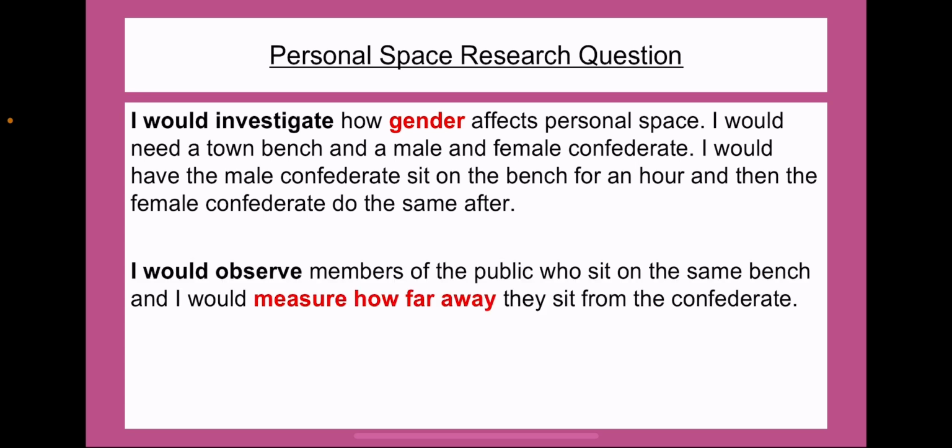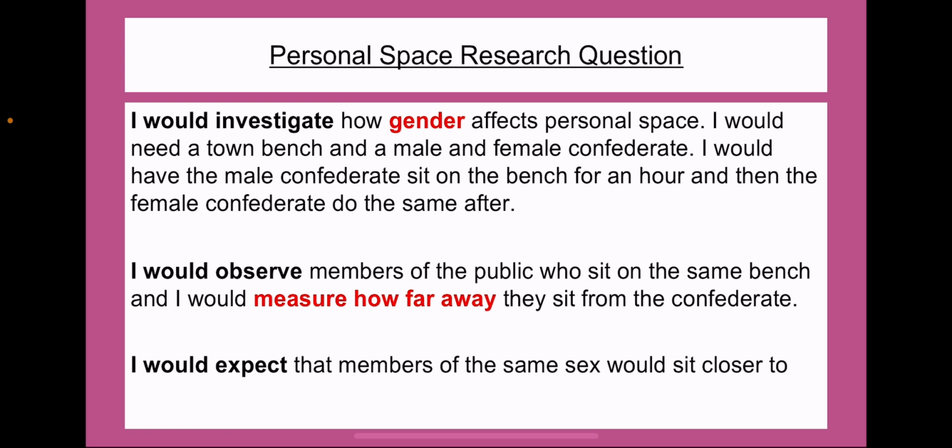What I'm then going to do for the next hour, or 2 hours, is observe the members of the public who sit on the bench, and I'm going to measure how far away they sit from the confederate. So very specifically, once they've upped and moved away, we're going to go and, sounds silly, but it's the only scientific way of doing it, get the tape measure out, and measure how far away they sat from our confederate.